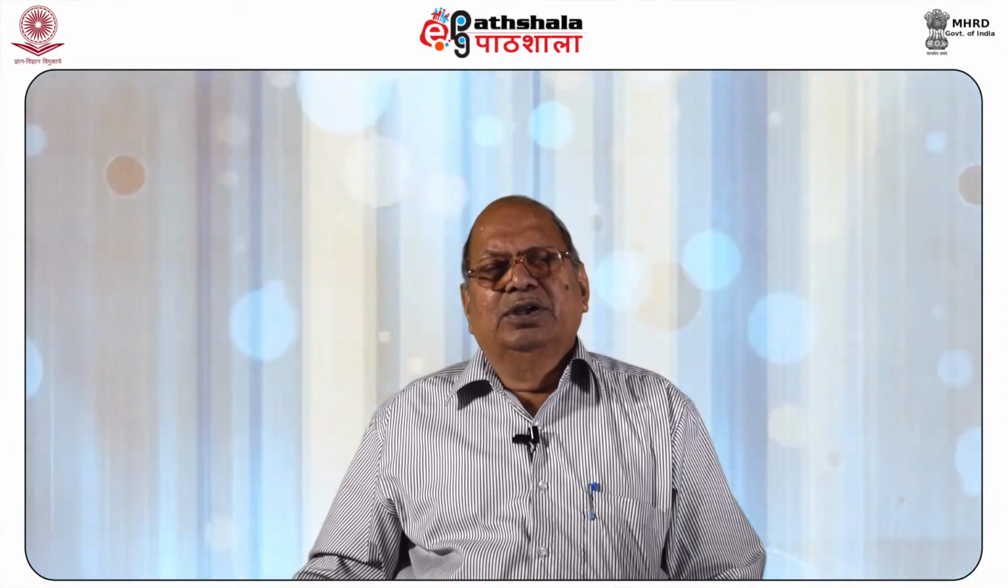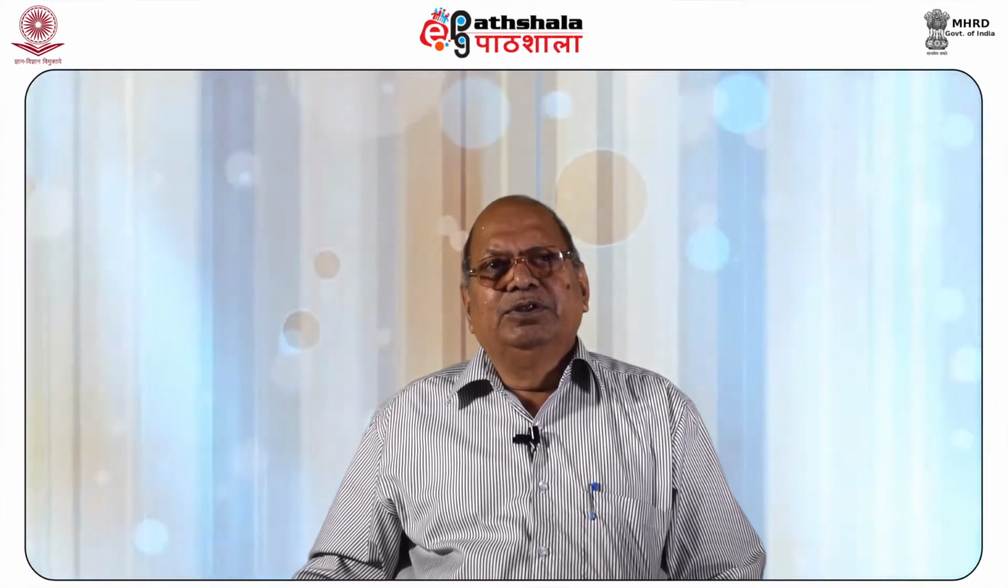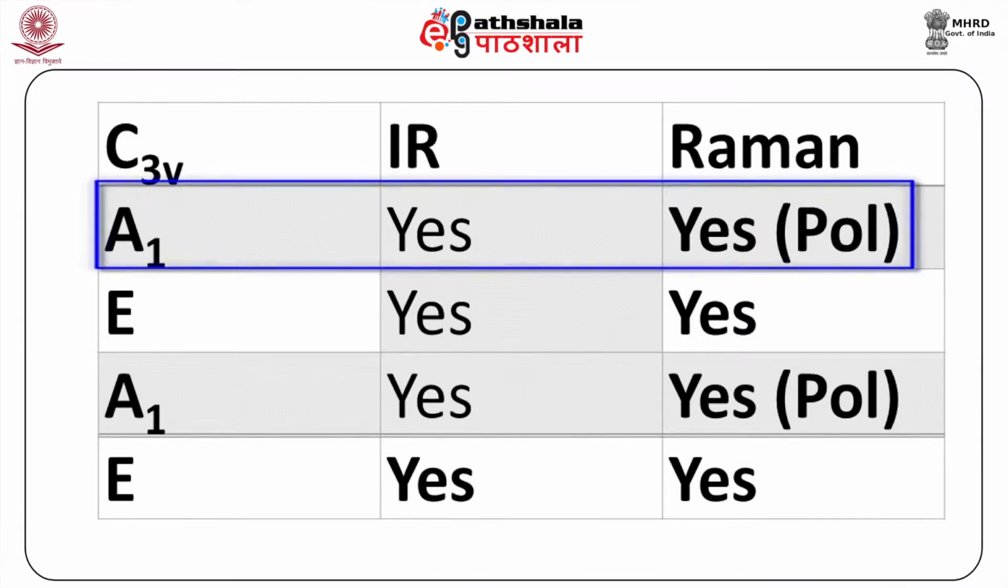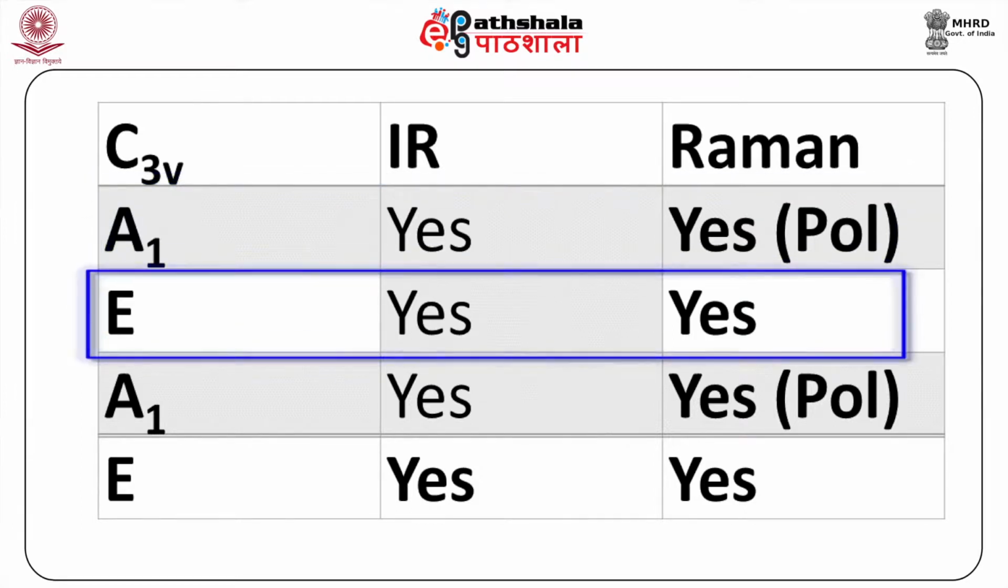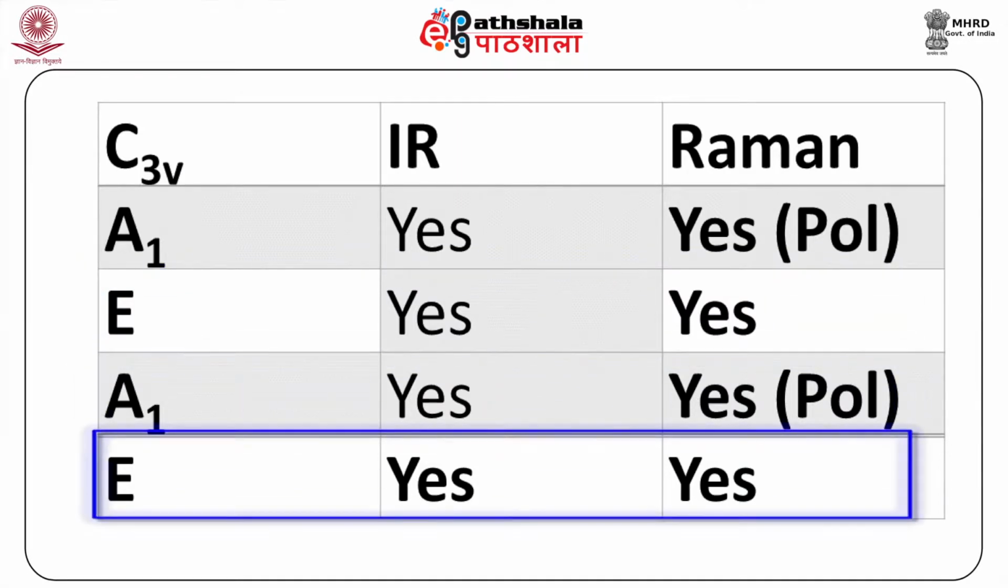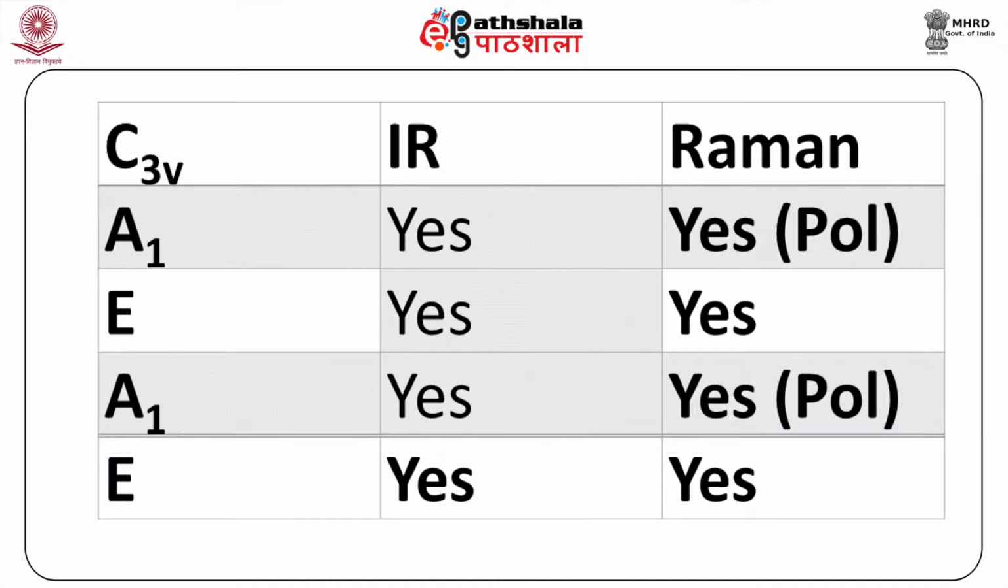And the results for the IR activity of AB3 molecule in C3V point group is summarized as A1 IR yes, Raman yes polarized, E in IR yes, Raman yes, and then A1 is again yes, yes polarized, E yes, yes polarized. Thus, for AB3 pyramidal, all four modes will be IR and Raman active, and two Raman bands are polarized.